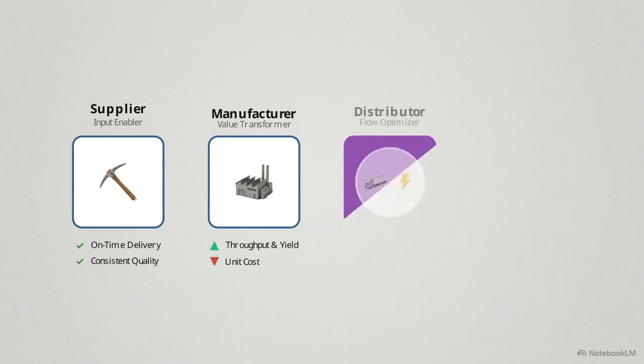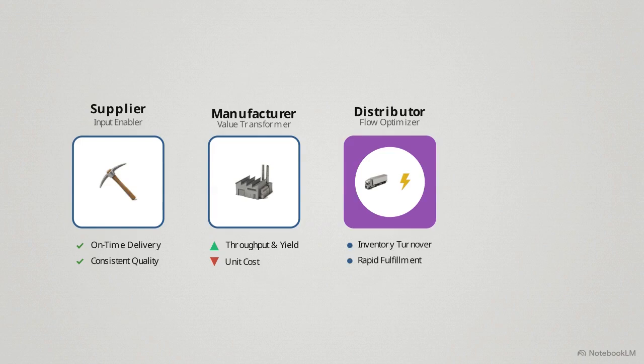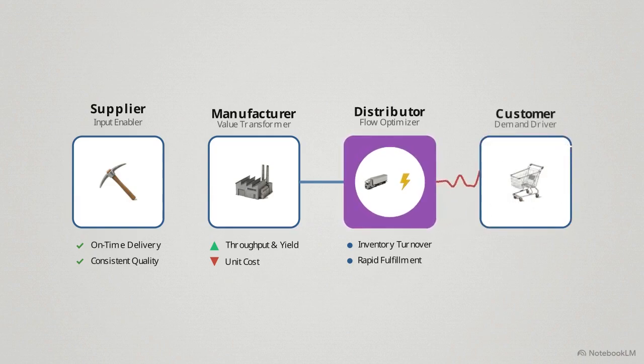Distributors are often misunderstood in this model as optional warehouses that add unnecessary overhead and cost. In reality, the distributor is a critical flow optimizer. Their success is measured by inventory turnover and their ability to fulfill local orders rapidly. They exist to solve the problem of variability. By holding inventory closer to the market, distributors decouple the steady, rigid pace of manufacturing from the unpredictable spikes of customer demand, absorbing the volatility so the factory doesn't have to.